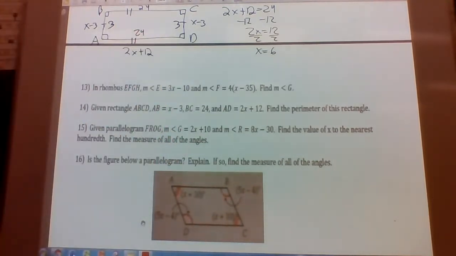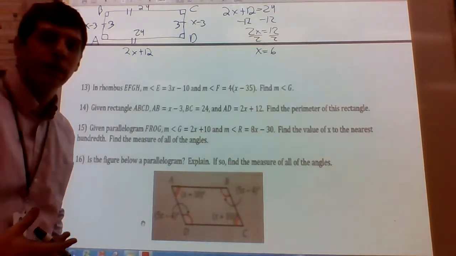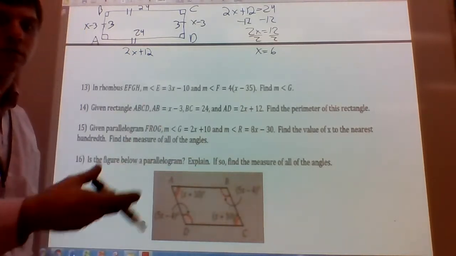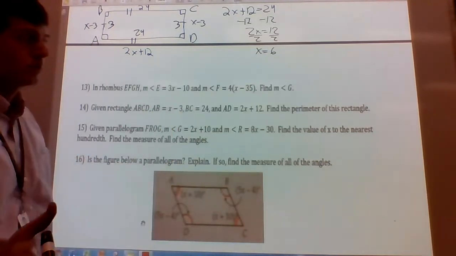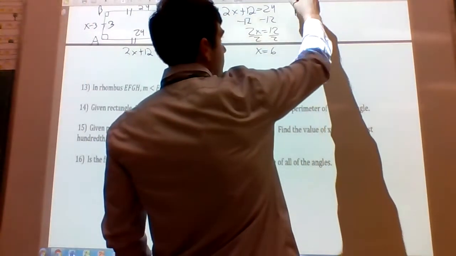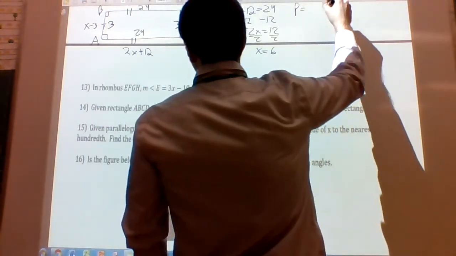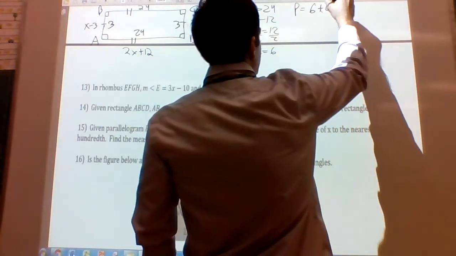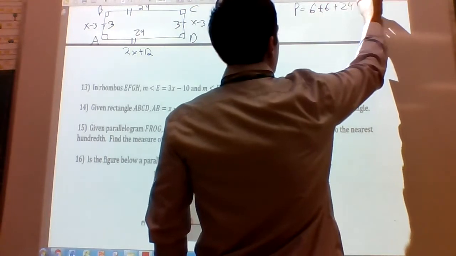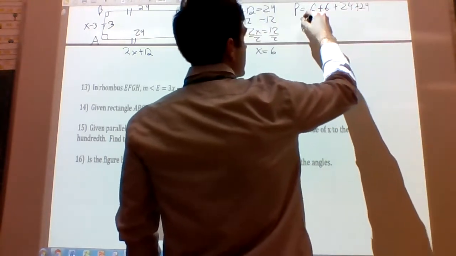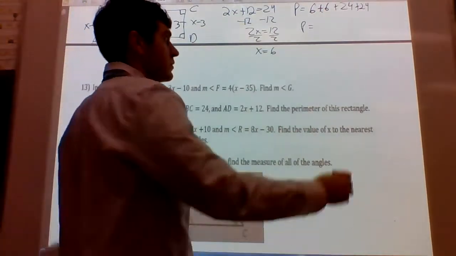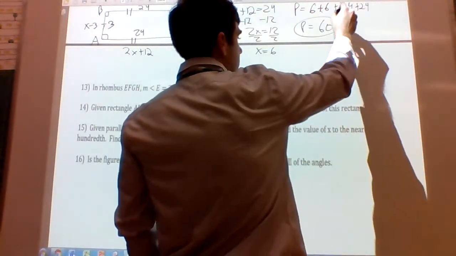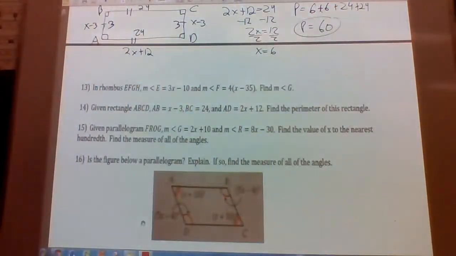And the perimeter is the 4 sides added together. It's the length around the exterior. So we're finding the perimeter. Our perimeter is going to equal our 4 sides added together. So that's 6 plus 6 plus 24 plus 24. That's going to give us 12 plus 48, which is going to give us 60. Our perimeter is going to be 60.